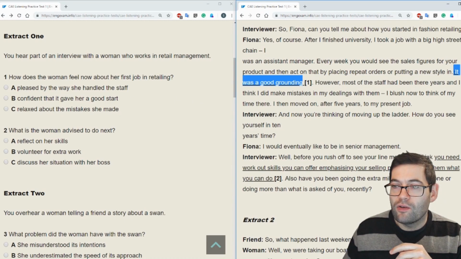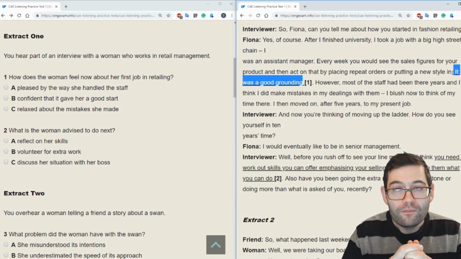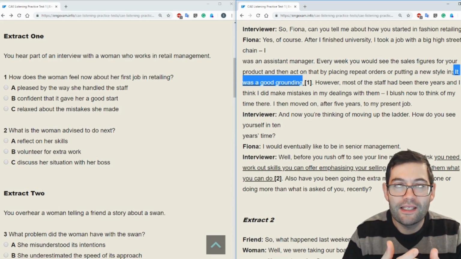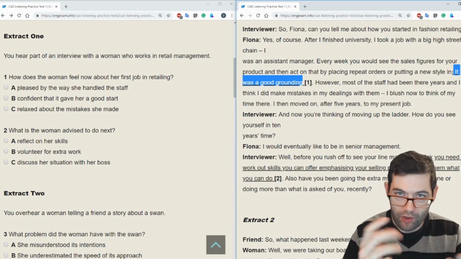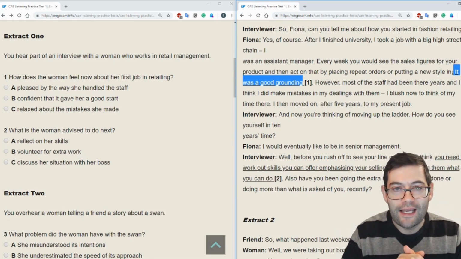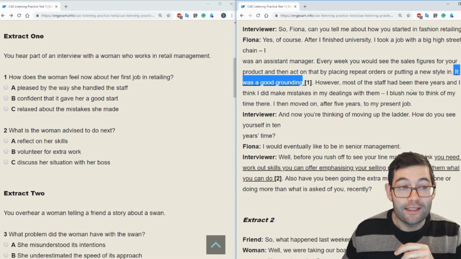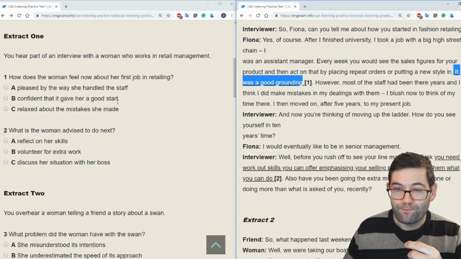It was a good grounding. What does "it was a good grounding" mean? If you have a good grounding in something, it means that you have a good beginning or a good start in something. So this is a great vocabulary link. If you weren't aware of this synonym, a good start, a good beginning, a good grounding, then make a note of that now. And that's why the answer is number 1, because "good start" means the same as "good grounding".